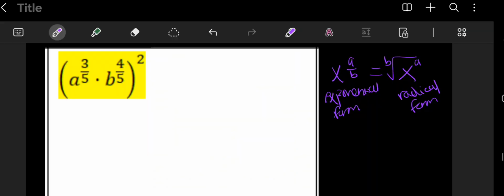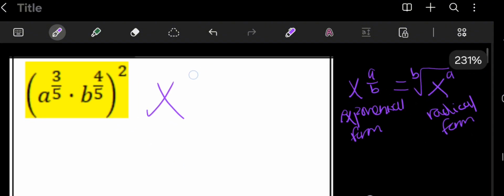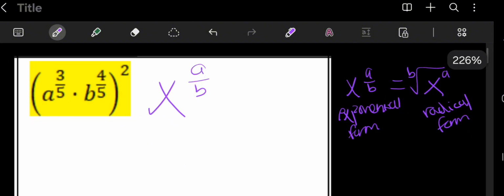Okay guys, for this question, what we want to do is turn this right here into exponential form. I'm not even going to write it out, just know it's exponential form. So we want to get this to be x to the a over b power. That's what we ultimately want to get it to.